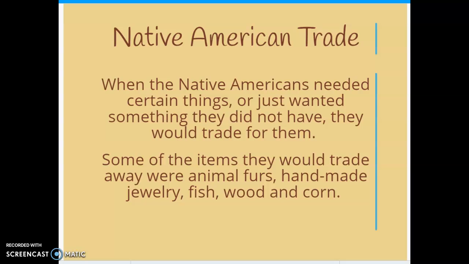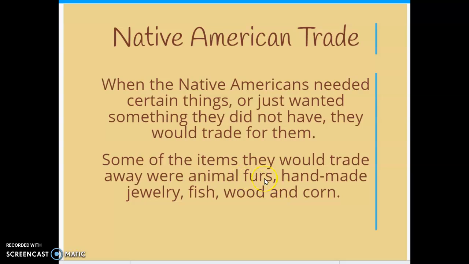So if a Native American needed something, or if they wanted something, and that wanting of things came in later, most of the time when they were trading to begin with, it was out of necessity. I need this thing for my family or my tribe, and later on it became more of a want. And so some of the things that the Native Americans said, hey, I have this, I will give you this, in return you give me something back.